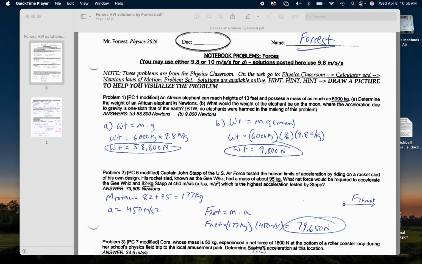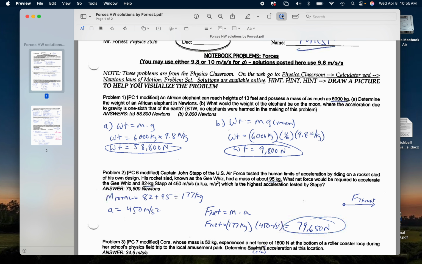At any rate, so this one's an African elephant, has a mass of 6,000 kilograms. Determine the weight in newtons. So weight is equal to m times g. That's very similar to force equals mass times acceleration, which is Newton's second law. So if I have something like that, if you notice, those look the same.